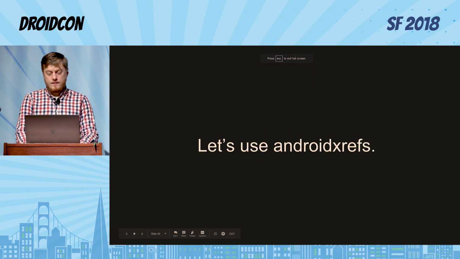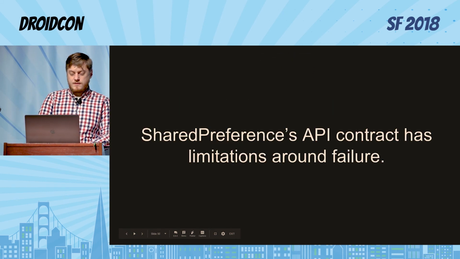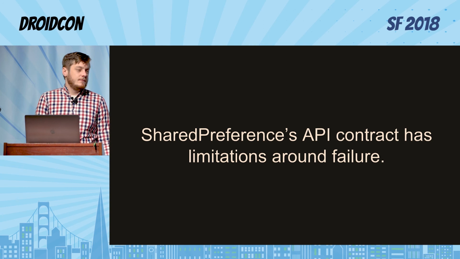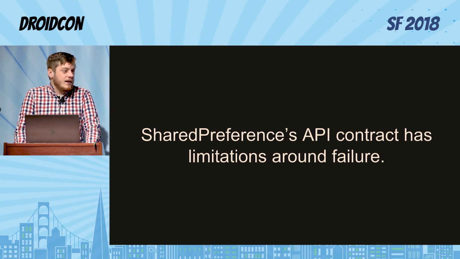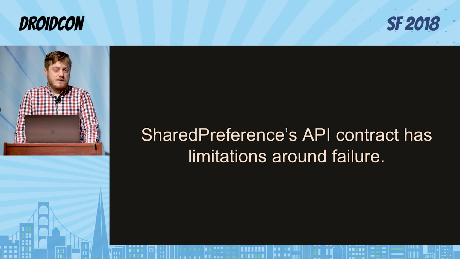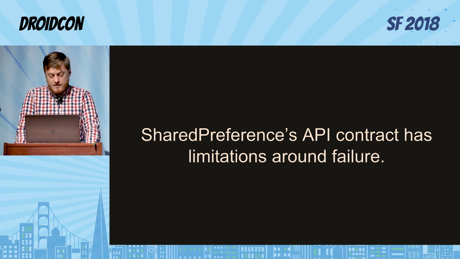Okay. So I used AndroidX refs to look there. So, okay, I've shown you a bunch of code, and I know it's dense and hard to read, and I'm going through it relatively fast. But my point here is that this API contract of apply with no callback is going to eventually bite you. And it's just a fundamental problem with the way the API was designed back in the early days.